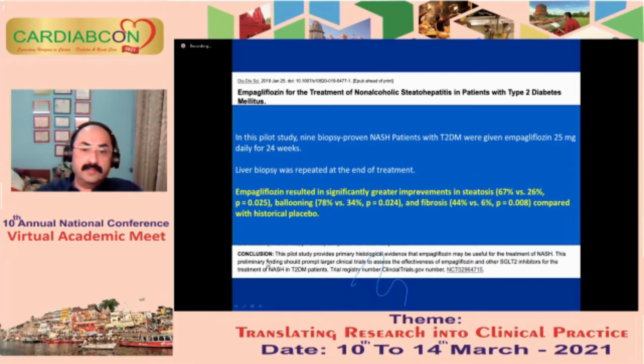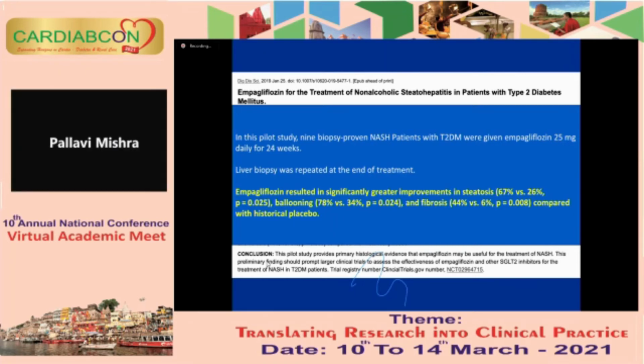So these patients had a significant reduction in steatosis, ballooning, fibrosis, all these things just over a small period of 24 weeks. Hence, further substantiating the possible benefits or liver protection provided by empagliflozin. Good. Yeah, thank you.